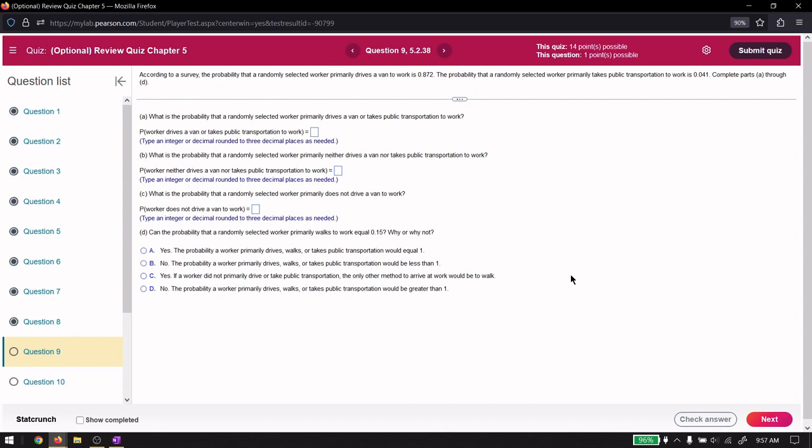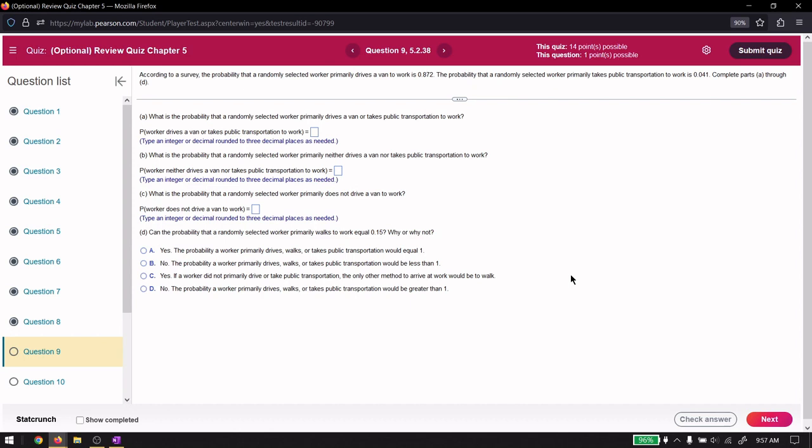Public transportation is 0.041. Okay, so what is the probability that a randomly selected worker primarily drives a van or takes public transportation? So the way you're going to do this is you're going to ask the question, are these mutually exclusive? Can someone drive a van and take public transportation to work? And the answer is no. You cannot have both of them, because if you're taking public transportation, you're not driving a van, right? And vice versa. So these are mutually exclusive events.